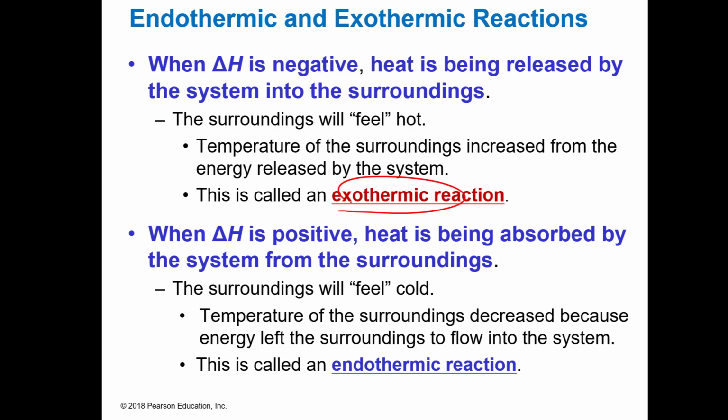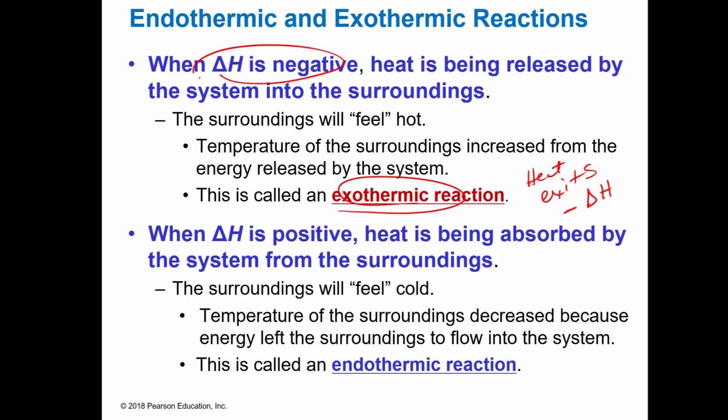When the delta H is negative, heat is being released by the system into the surroundings. That is an exothermic reaction. So heat exits, and you have a negative delta H. And if you put your hand on that, your beaker will be hot because you are generating heat, okay? So the temperature of the surroundings increases from the energy that's being released by the system.